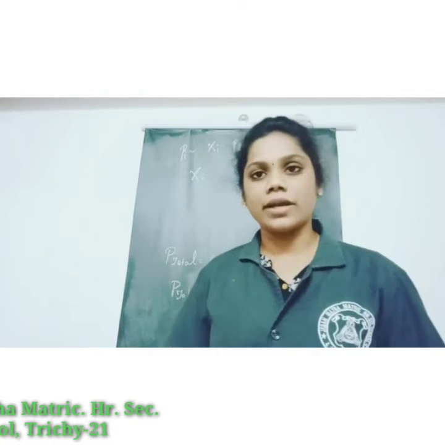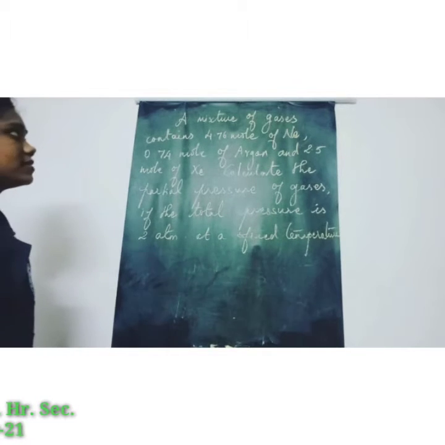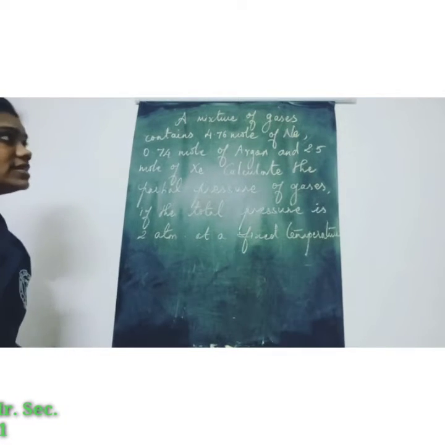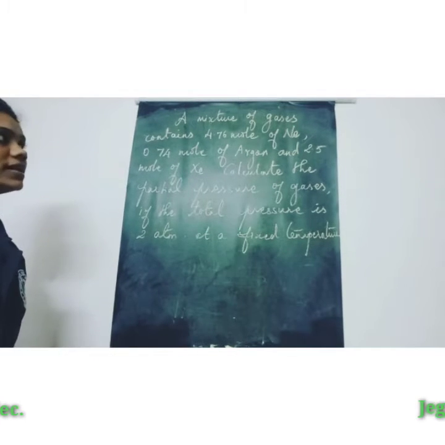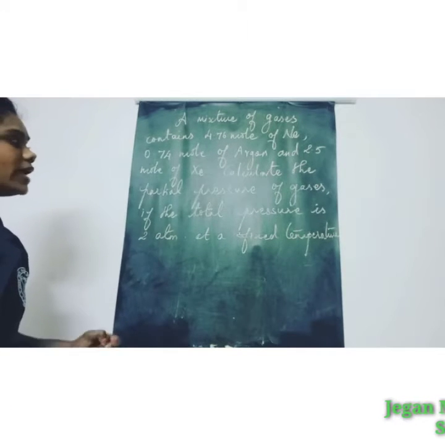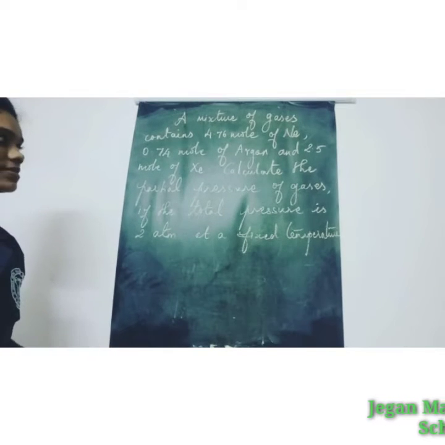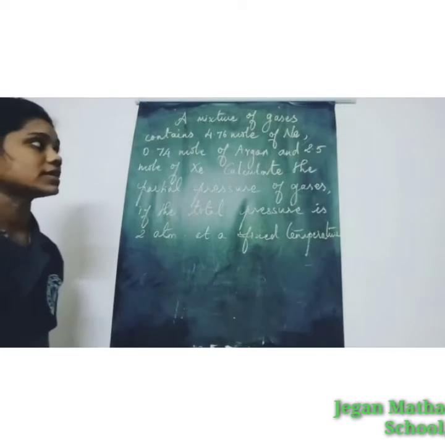So using this derivation, we will calculate one problem. Okay, let us see the problem. Let us understand Dalton's law by solving the problem. A mixture of gases contains 4.76 mole of neon, 0.74 mole of argon and 2.5 mole of xenon. Calculate the partial pressure of gases if the total pressure is 2 atmosphere at a fixed temperature.